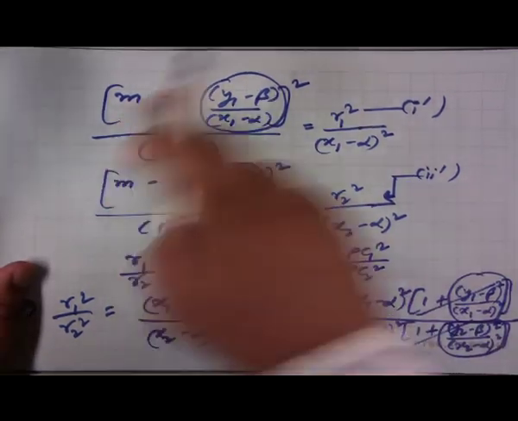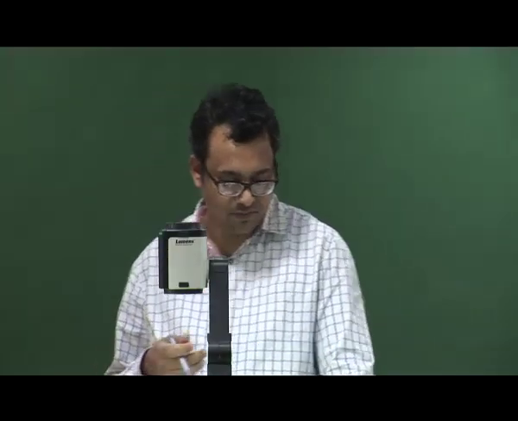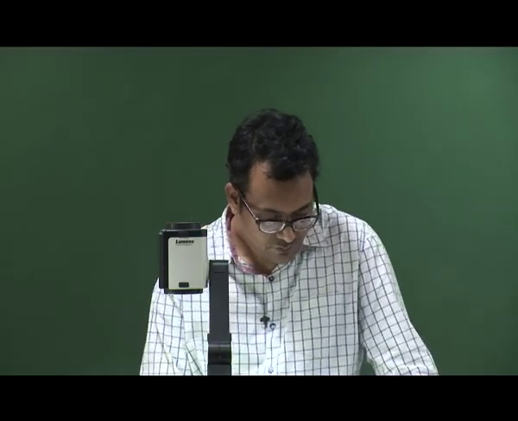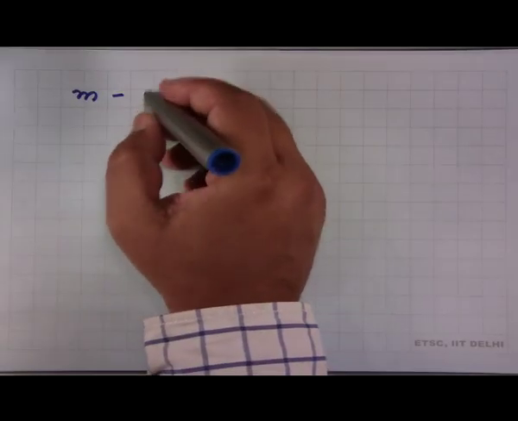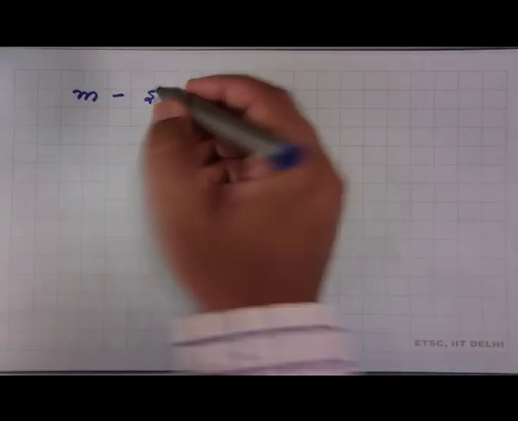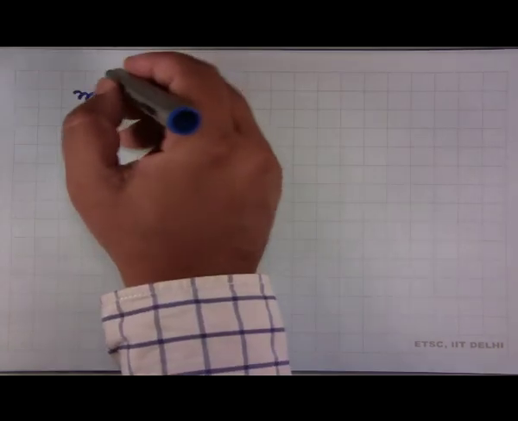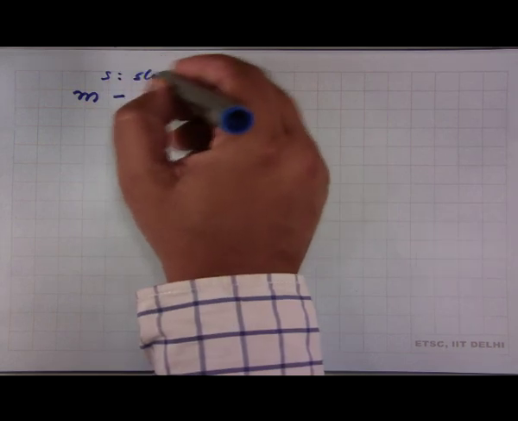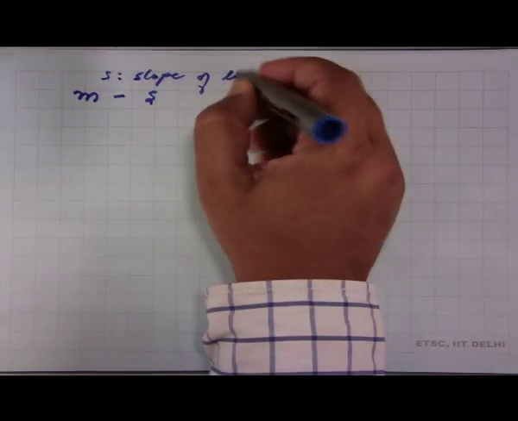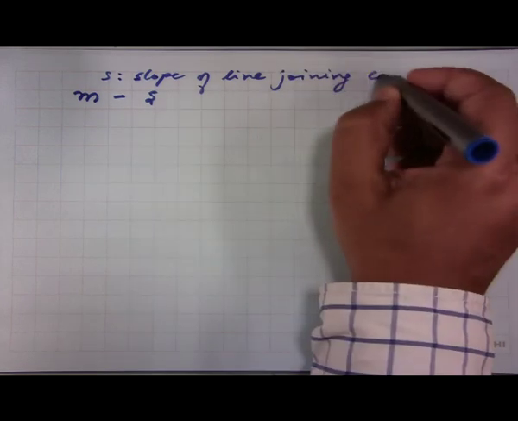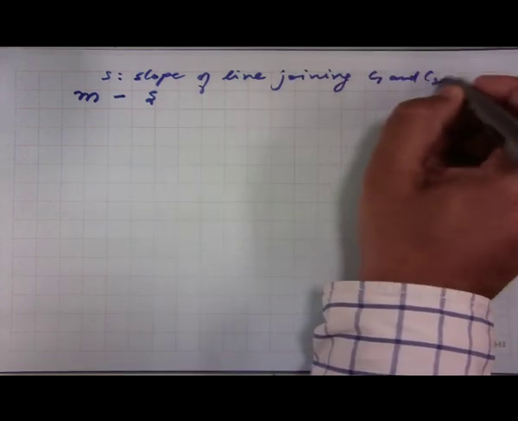So, we will only take one of these two equations and solve for m. Let us take the first equation from where we had m minus. By S I will denote the slope of the line joining the centers C 1 and C 2.